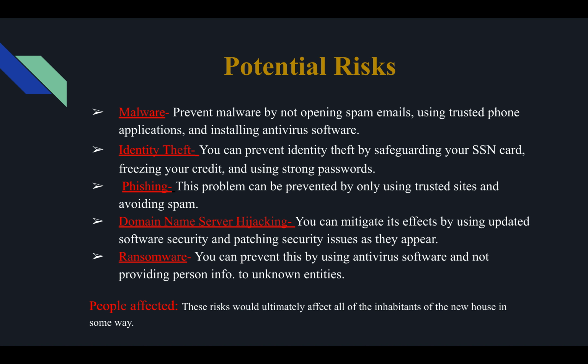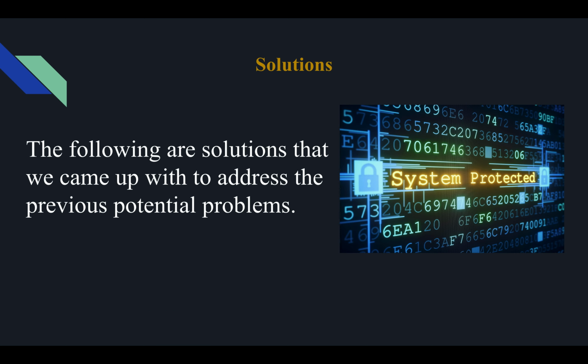Finally, number five, ransomware. This is software that infects your device and displays messages demanding a fee be paid. Ransomware is very common to come across when accessing phishing emails which contain attached viruses. You can prevent this by using antivirus software and not providing personal info to unknown entities. These risks will ultimately affect all of the inhabitants of the new house in some way.